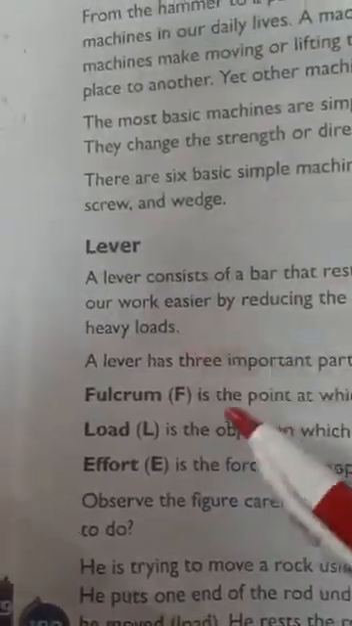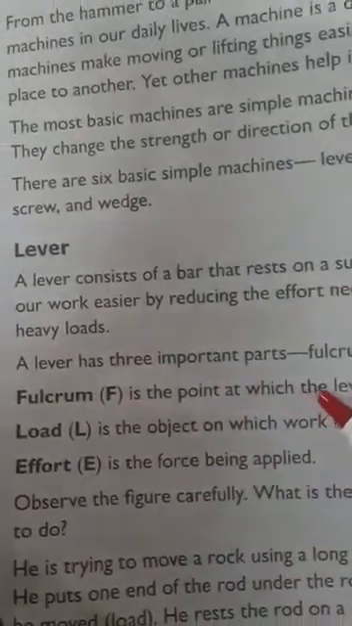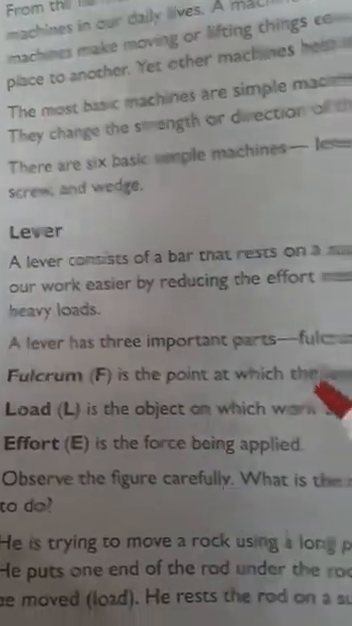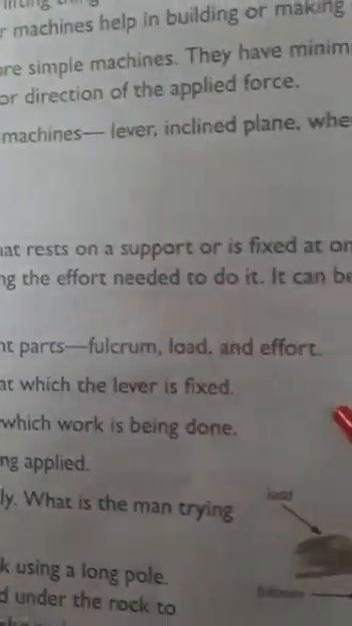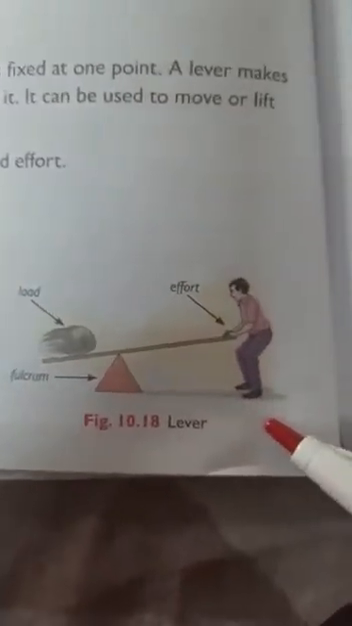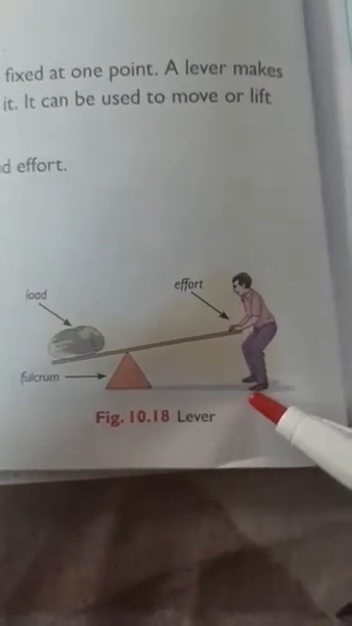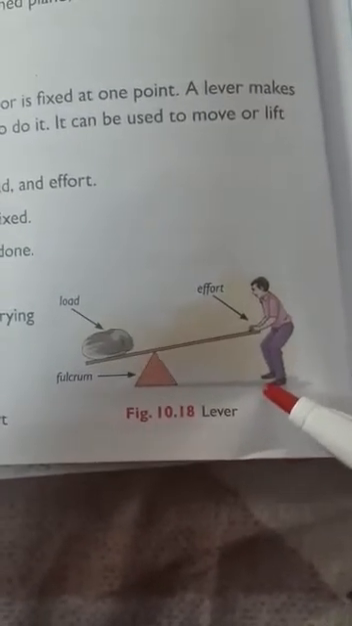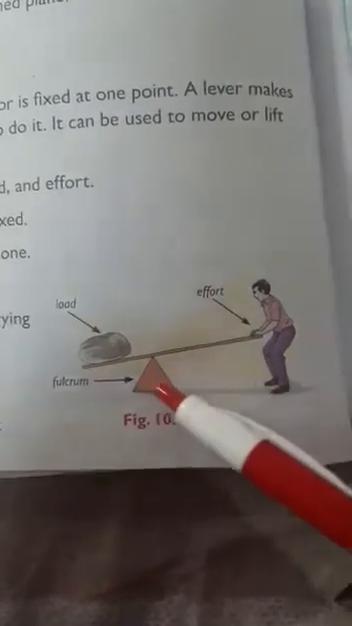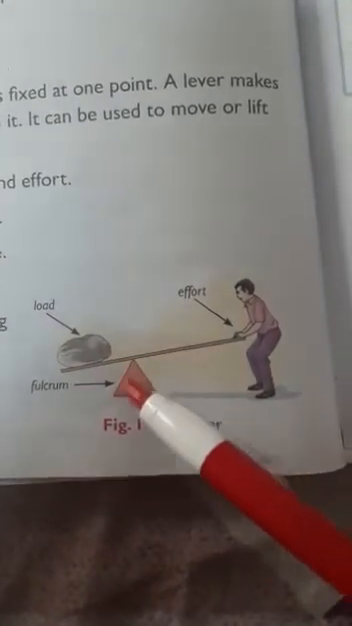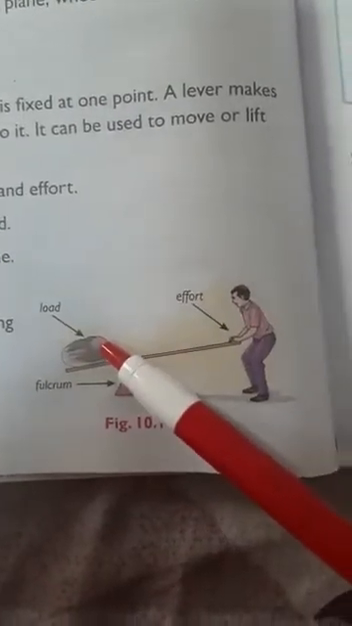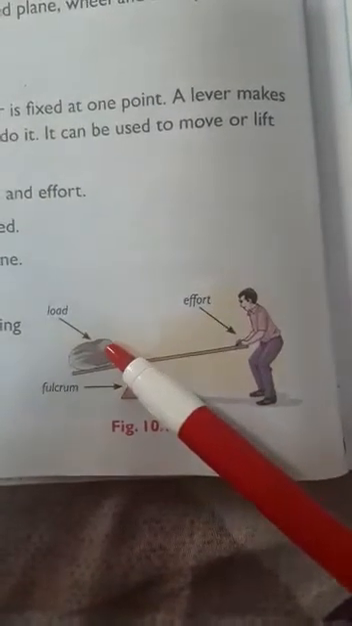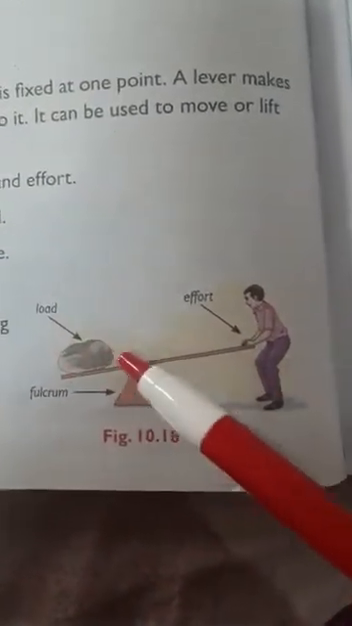A lever has 3 important parts. What are the parts a lever is having? They are fulcrum, load and effort. Here effort is nothing but the force. In this picture you can see the 3 parts of the lever. Fulcrum is the point at which the lever is fixed. See, the lever is fixed on this point, so this point is called fulcrum. What is load? The heavy object which we are lifting, the object on which work is being done. So we are working on this heavy load, this heavy rock.